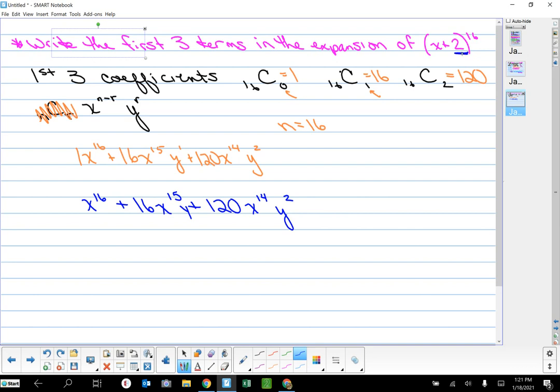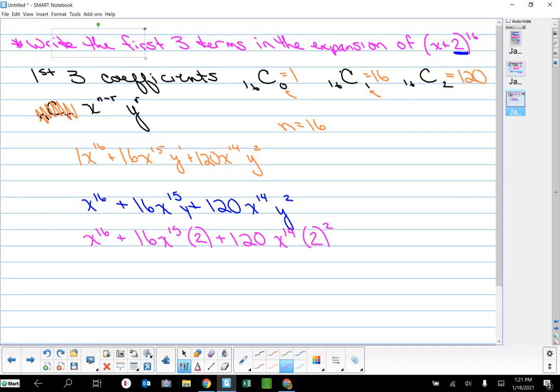I didn't take this 2 into account. I don't actually have a y. What I have is a 2. So, all right, let's put the 2 in where the y is. X to the 16th plus 16x to the 15th times 2. Maybe this is a better way to do it. Just substitute. X to the 14th times 2 squared.